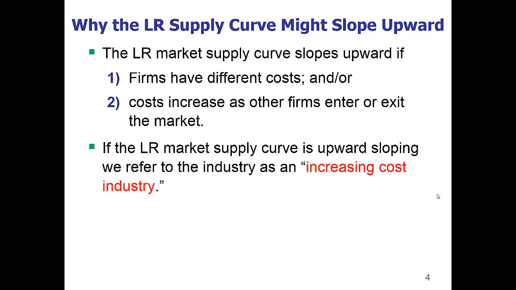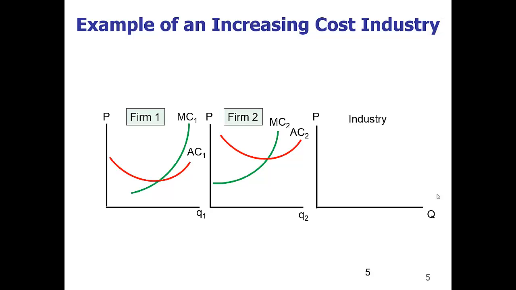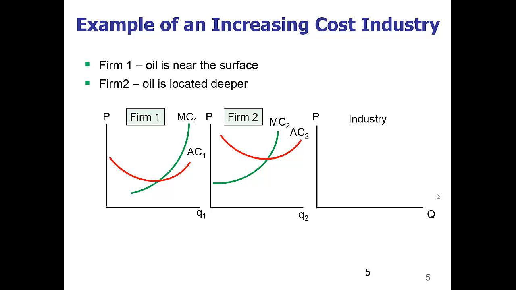If the long-run market supply curve is upward sloping, then we refer to this industry as an increasing cost industry. Let's consider this example. Here we're going to focus on the fact that we have 2 firms. Both of these firms are in the oil industry, and for firm 1, oil is near the surface, so it's not as costly for them to drill the oil as it would be for firm 2, where oil is located a little deeper. And notice the cost structure. Firm 2's costs are higher at a given quantity of output relative to firm 1 because it is relatively more expensive for them to drill oil.